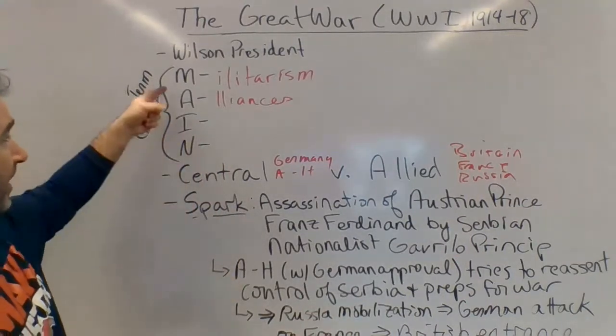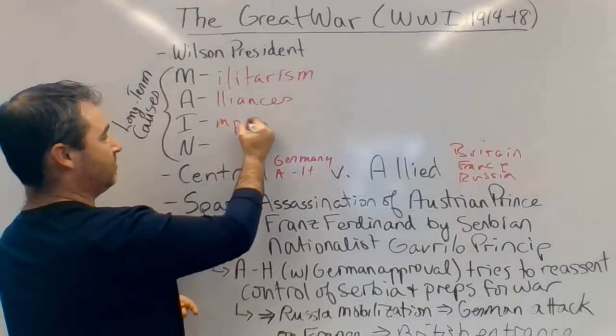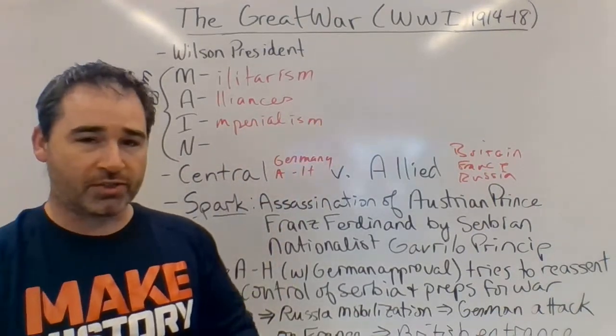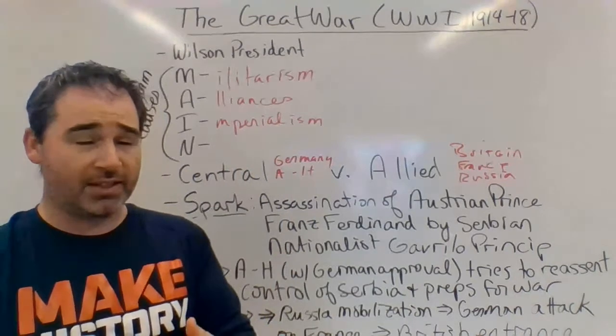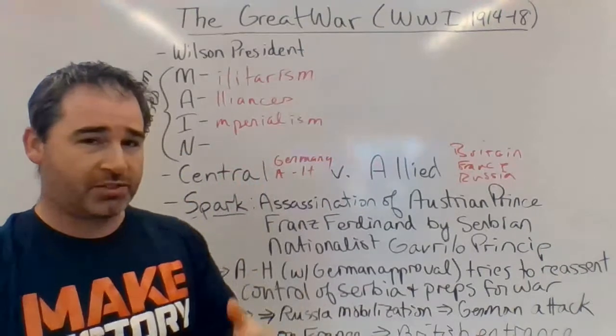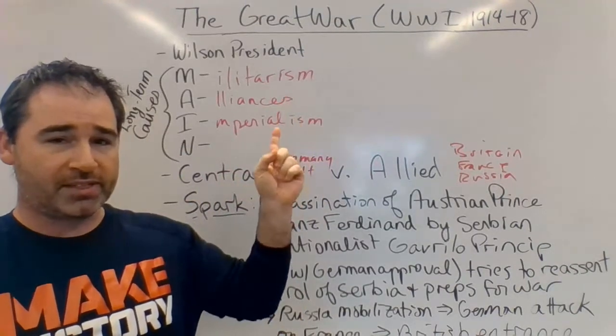The I in MAIN stands for imperialism. All of these big countries were trying to take colonies, and they're competing over the colonies. And everywhere they had colonies that bordered against each other, there was friction because of the big militaries and because of the alliance system.